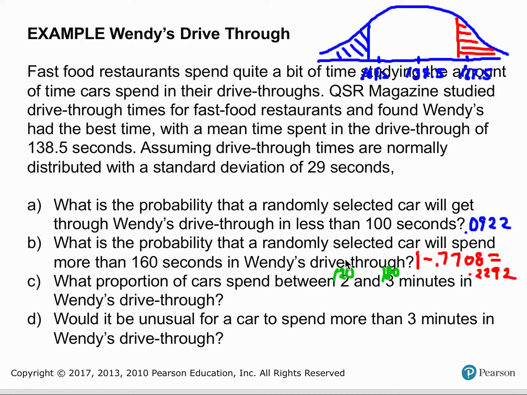All right, so now, instead of 0, I'm going to put 120. And then 180, and then I already have my mean and standard deviation in there. So 0.6620.